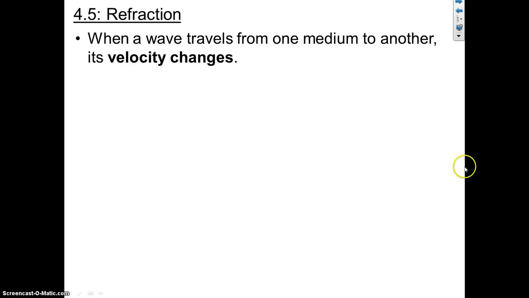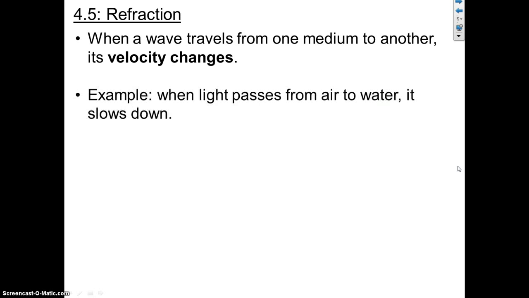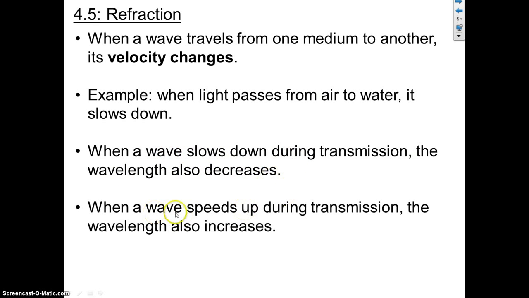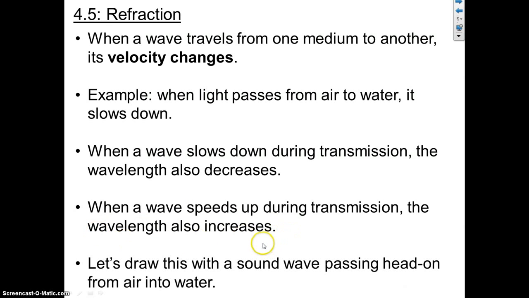When a wave travels from one medium to another, its velocity changes. So for example, if light is going down from air and it's passing into water, it slows down. There's a change in light's velocity when it goes from air to water. When a wave slows down during transmission, the wavelength decreases. Right? When the velocity decreases, so does the wavelength. If the wave speeds up, then the wavelength also increases. So whenever the velocity increases, the wavelength increases.